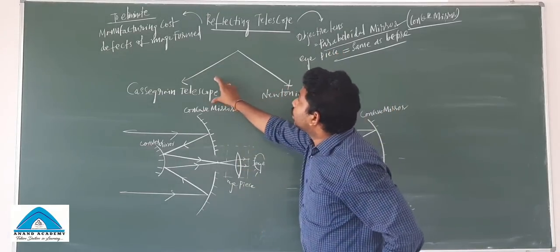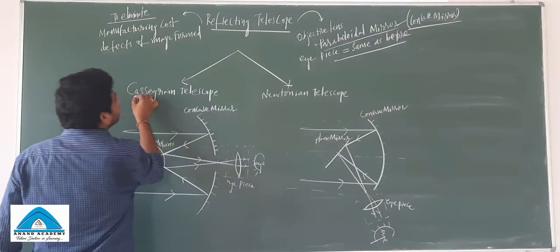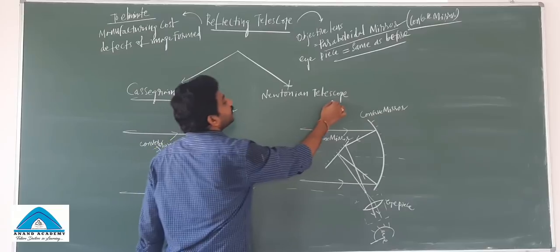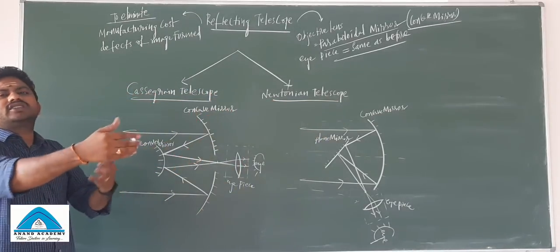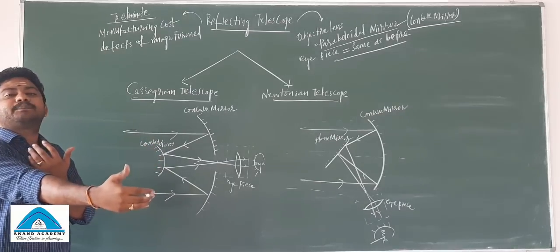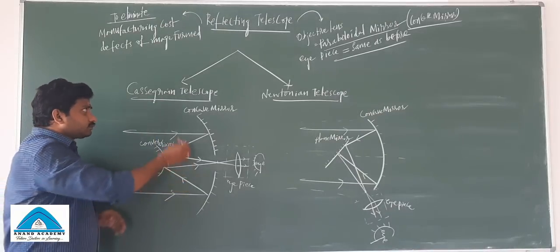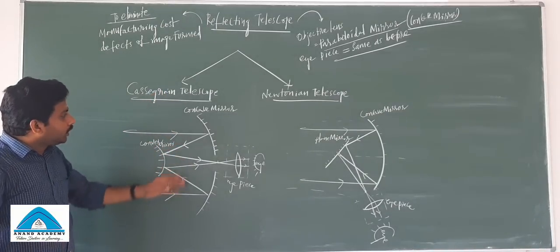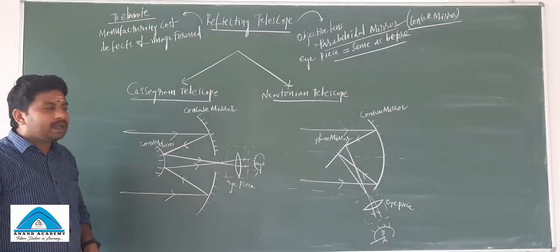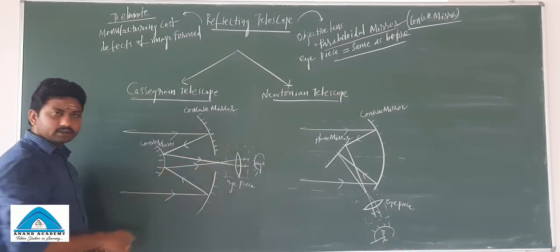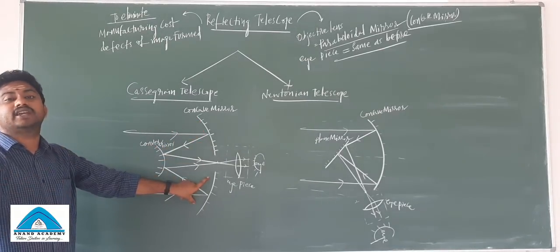There are 2 types of reflecting telescopes. Number 1 is the Cassegrain telescope and the second one is the Newtonian telescope. Depending on the situation, and to see a particular object, we will be using one of these. In the Cassegrain telescope, there will be a concave mirror which is parabolic in shape, and there is a hole in the middle of it. But its radius of curvature will be the same.